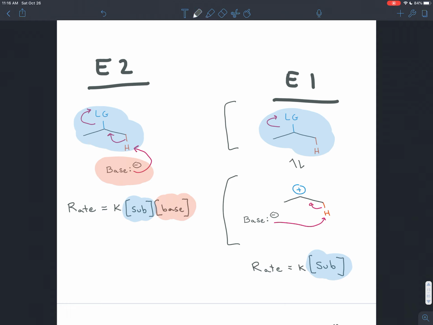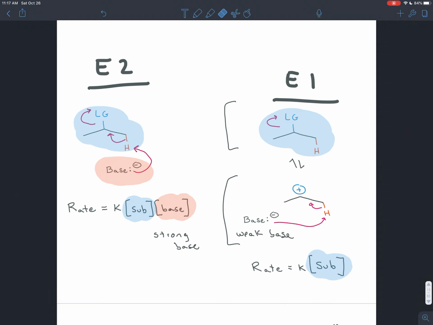And this is why we saw in the mechanisms that we drew that an E2 reaction often had a strong base. A strong base speeds up the E2 reaction. And if these two are trying to compete with each other, a strong base will speed up the E2 reaction, it won't do anything for the E1, and E2 will win overall. Whereas an E1 reaction often used a weak base. Because if you have a weak base, that slows down the E2 reaction, and so the E1 outcompetes it.